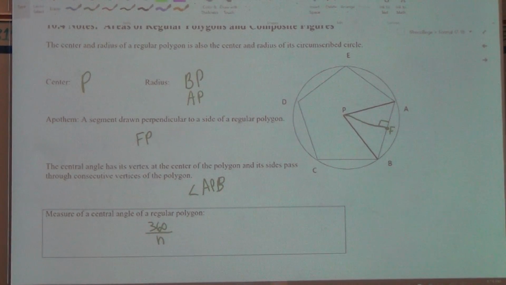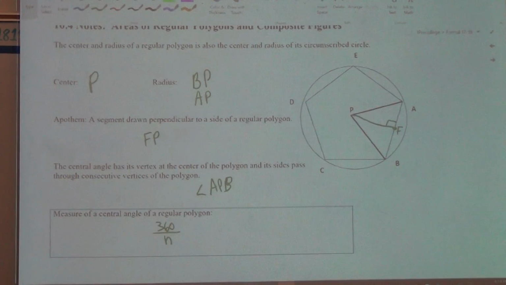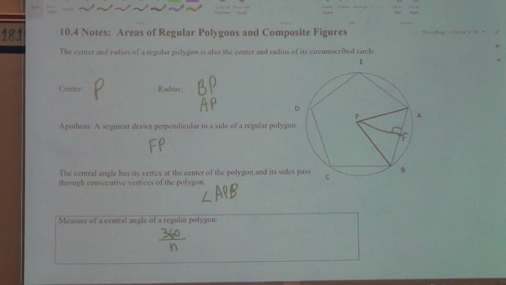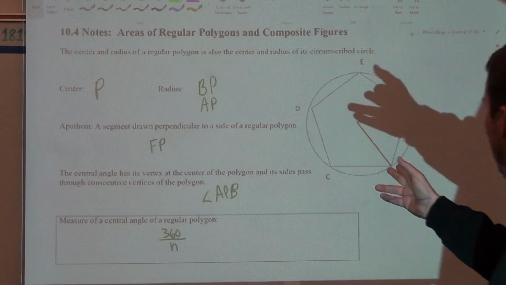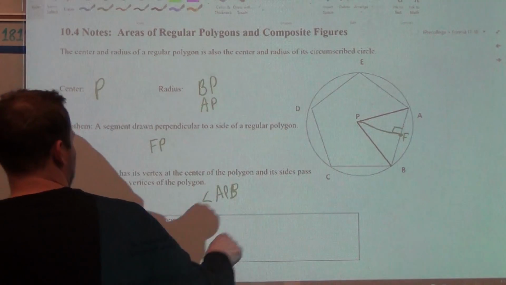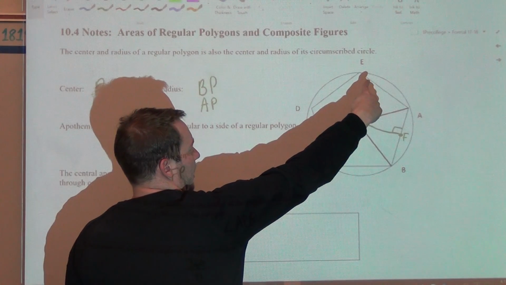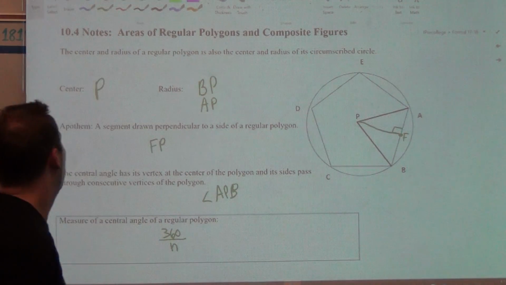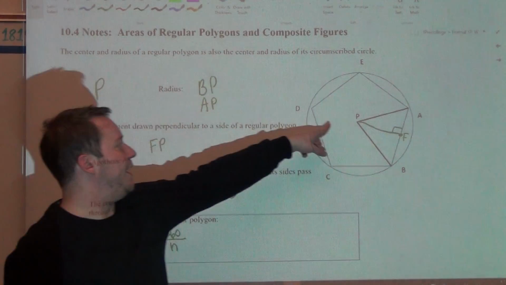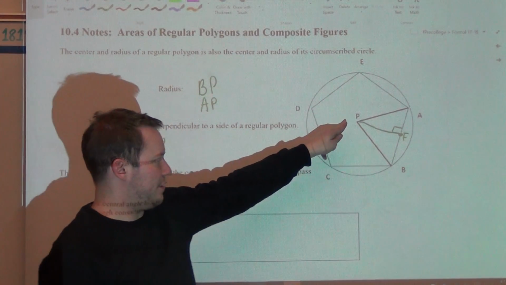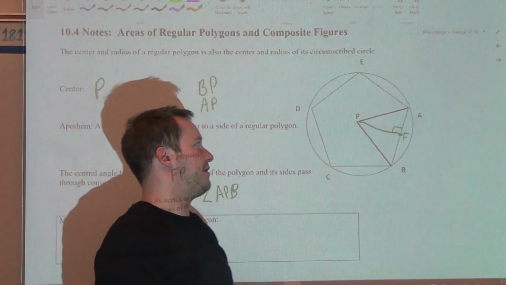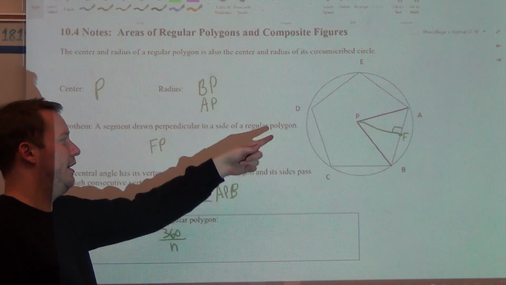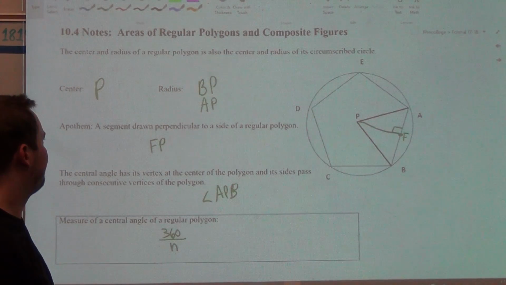Here we are with the 10.4 notes, area of regular polygons and composite figures. When we're looking at a regular polygon, we want to understand that it would be inscribed inside of a circle. The center of this circle would be P, and a segment drawn from the center of a circle to the outside of the circle would be a radius. So we'd have BP and AP, which would each be radii.